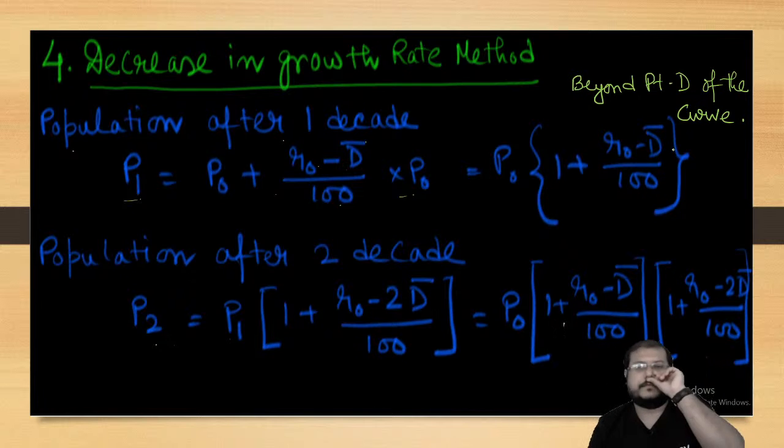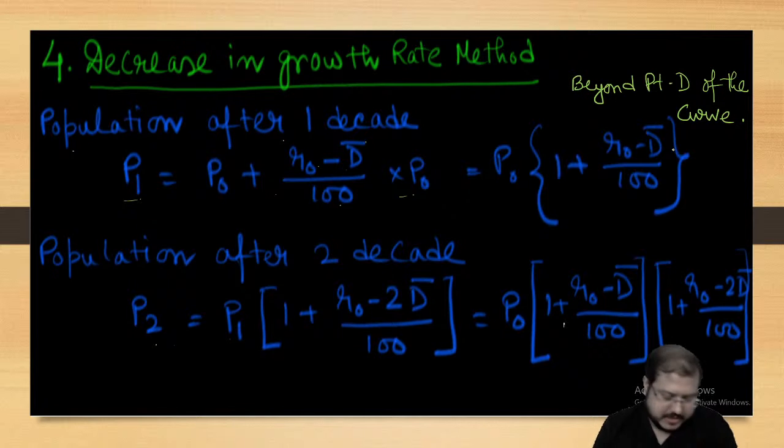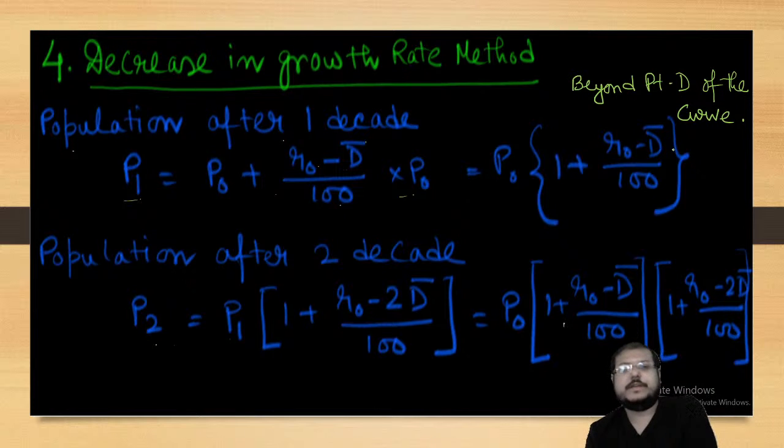Beyond point D of the curve, P1 is P naught plus R naught minus D bar by 100 into P naught, or P naught into 1 plus R naught minus D bar by 100. Population after 2 decades, P2, is equal to P naught into 1 plus R naught minus D bar by 100 into 1 plus R naught minus 2 D bar by 100.